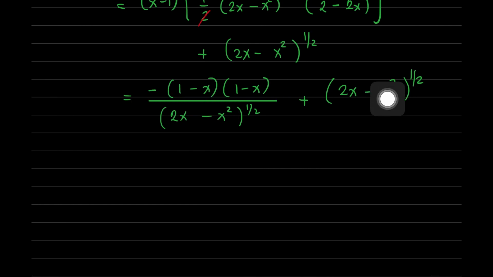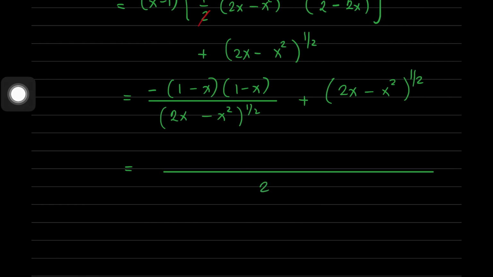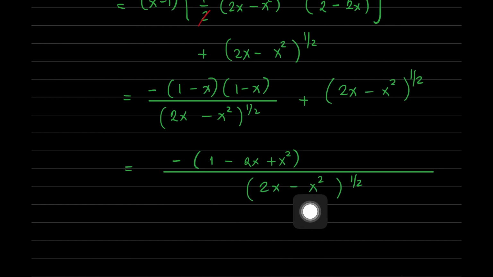And if we're going to combine these two terms, the LCD would be 2x minus x squared raised to 1 half. So 2x minus x squared raised to 1 half multiplied by this one times the numerator, that would be negative. The expansion of 1 minus x multiplied by 1 minus x is equal to 1 minus 2x plus x squared. And 2x minus x squared raised to 1 half divided by 1 times this one will give us plus 2x minus x squared raised to 1.